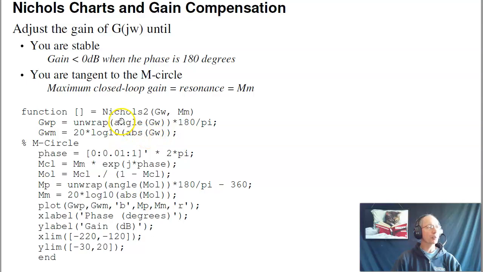To draw the M circle, I'm going to pick all phases between 0 and 360 degrees, or 2 pi in radians. Calculate the open loop gain is just your M circle at that angle. From the closed loop gain, find the open loop gain, and then plot the open loop gain on that same graph. And what that looks like is this.